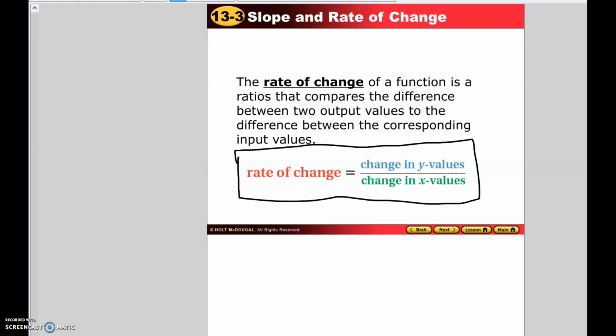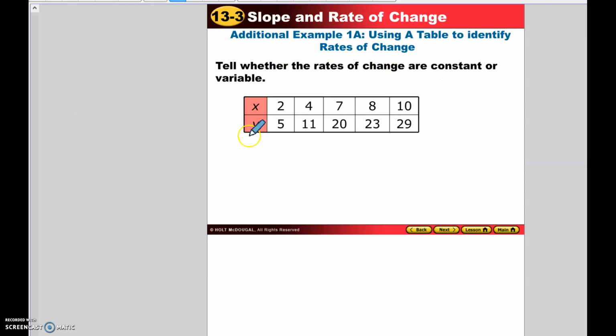And like I said, you can pause the video at any time or rewatch what was not making sense as well. Okay, so here I have a table and my x values go 2, 4, 7, 8, 10, and my y values are 5, 11, 20, 23, 29. They don't give me an equation, the table's already made. What we're going to do is tell whether the rates of change are constant or variable.